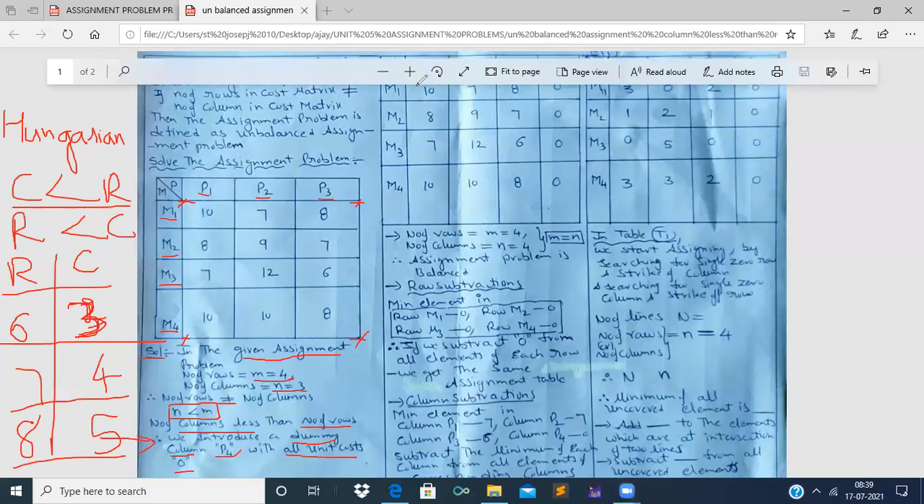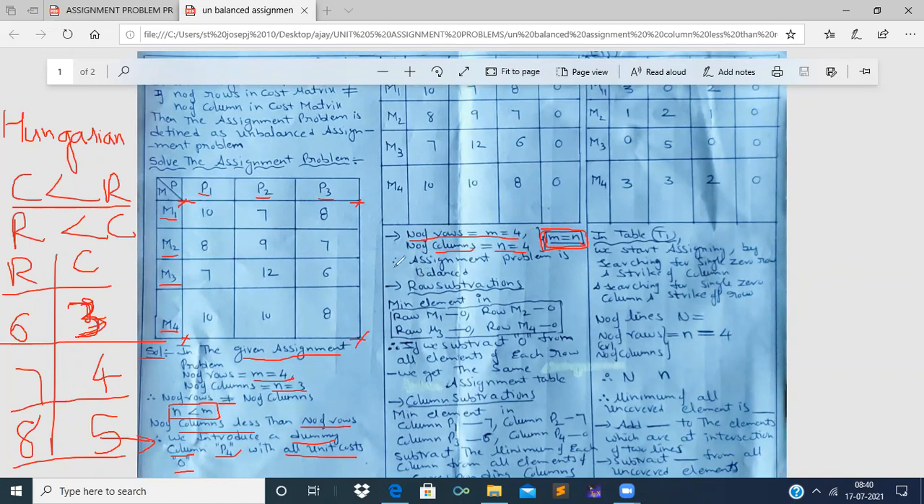Now let me show you the number of rows. The number of rows m is equal to 4 and the number of columns n is equal to 4. Therefore m is equal to n, that means the number of rows is equal to the number of columns. Here we have made the columns equal to the number of rows by introducing a dummy column P4.